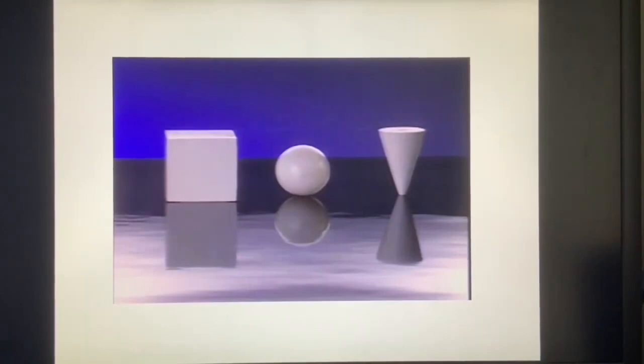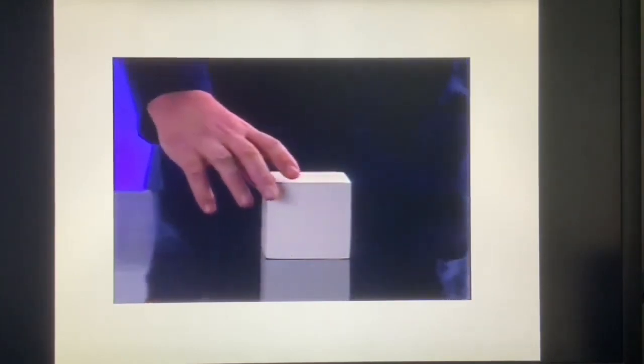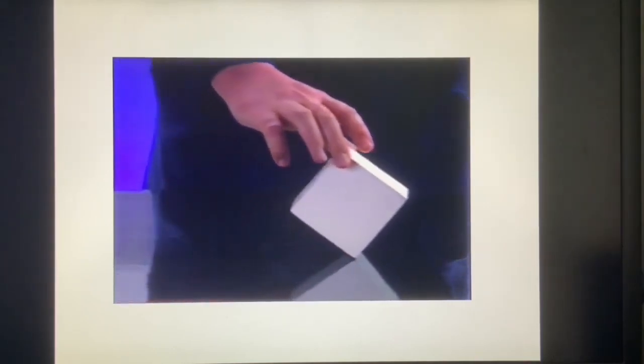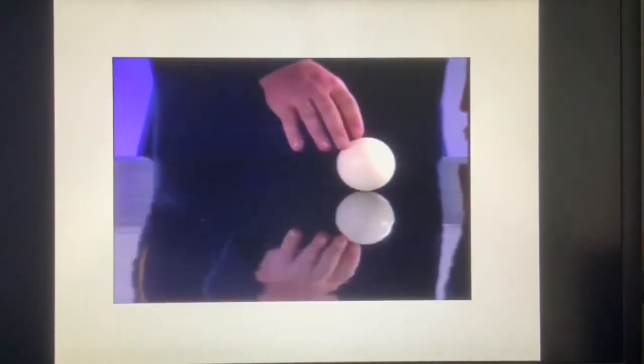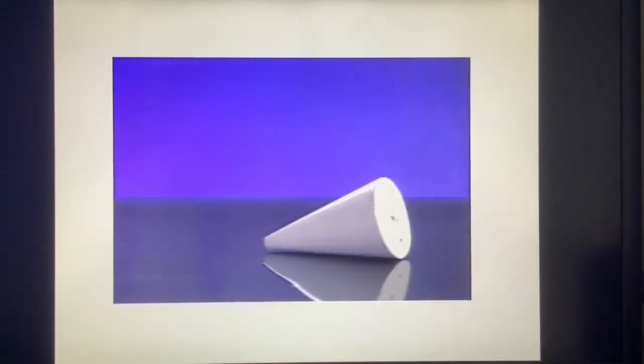We'll use these objects to demonstrate three different types of equilibrium. This cube is in stable equilibrium. If it is displaced by a small amount, it returns to its original orientation. This sphere is in neutral equilibrium. It is stable in its original orientation and in any other orientation. This cone is in unstable equilibrium. If it is displaced by even a small amount, it falls over, instead of returning to its original orientation.